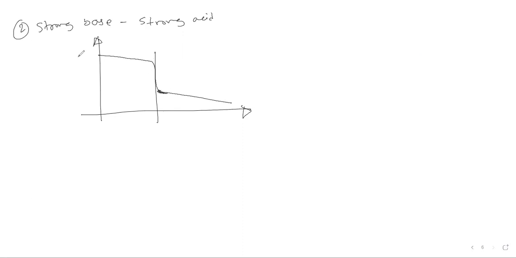It starts at 13, ends at 1.2. This range is from 10.5 to 3.5. This point is 7. Yeah, that's how it goes. Now, okay, here I forgot to mention this is the volume of strong acid. Previously it was strong base, now it's strong acid. Now for the third type of graph, strong acid versus weak base.